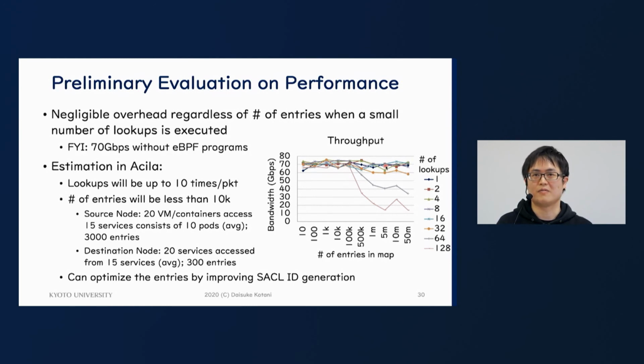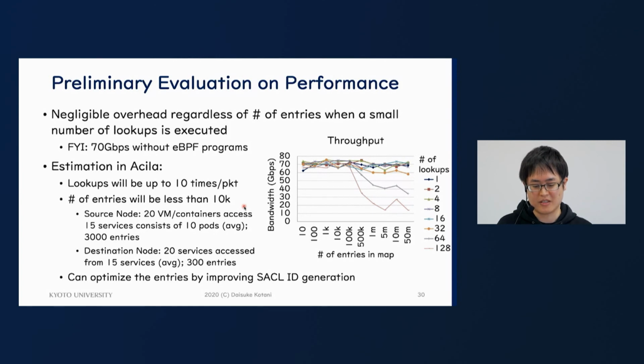So when we look at the actual environment that uses ACLs, we are not expecting a lot of lookups. We're assuming maybe 10 times per packet. And the number of entries on this chart goes up to 50 million entries. However, I believe that the average will be less than 10K.